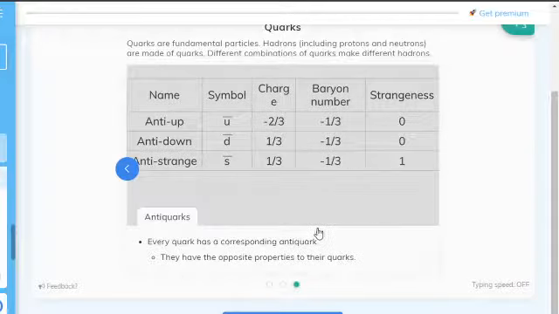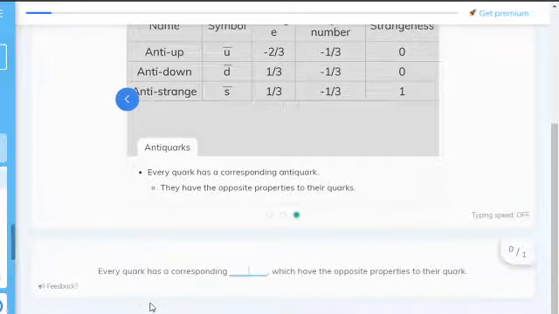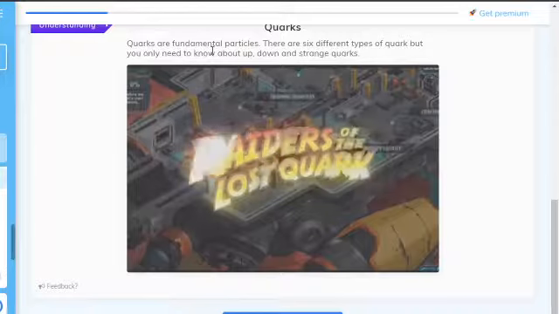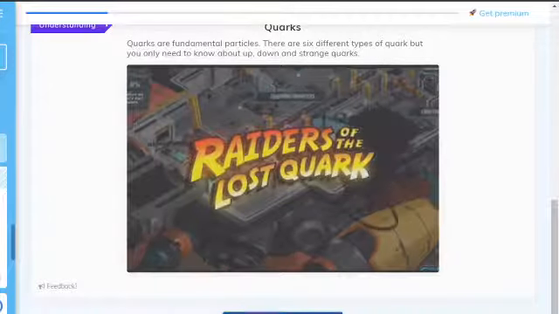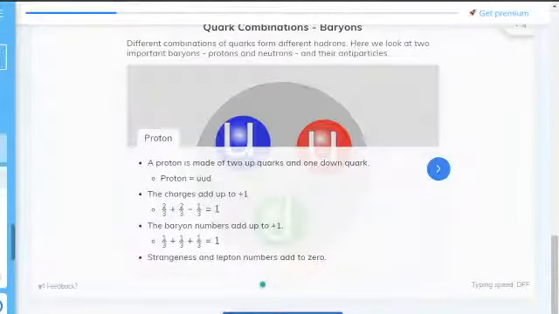So, the antiparticles are the opposite as normal. So each quark has a corresponding antiquark, which has the opposite properties to the quark. So quarks are fundamental particles. There are 6 of them. Fundamental means they can't be broken down anymore. So this is why it works.